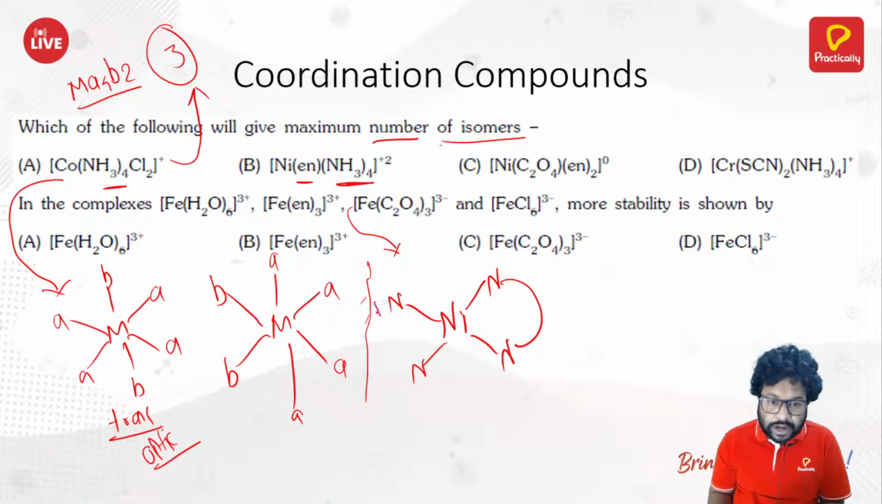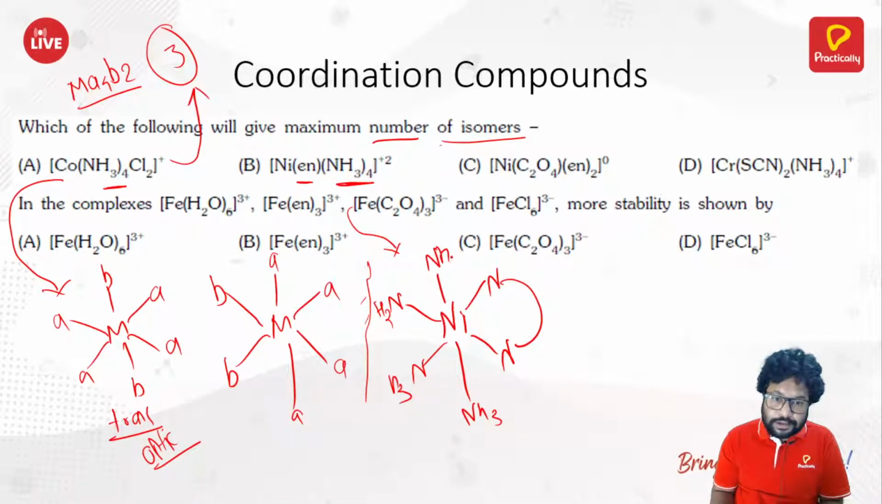Then you got NH3, NH3, NH3, NH3. If you take a mirror image of this, it will show optical isomerism, but it cannot show geometrical isomerism because there is no difference in the points of attachment there. So it can show you 2 isomers.